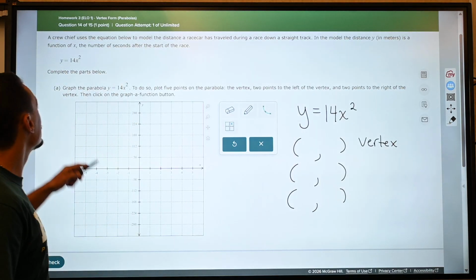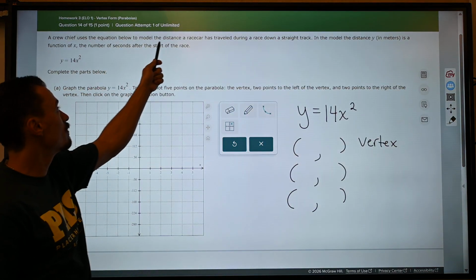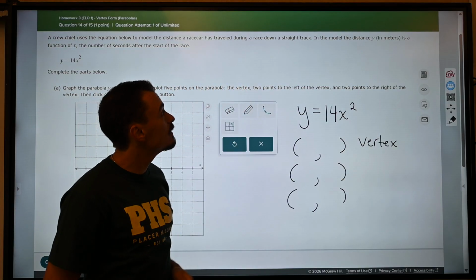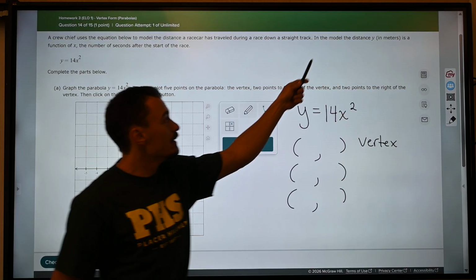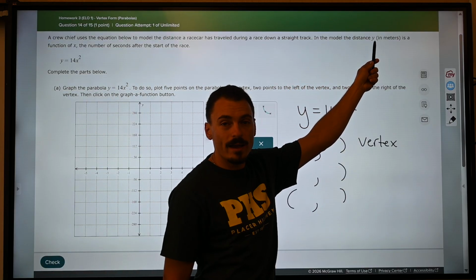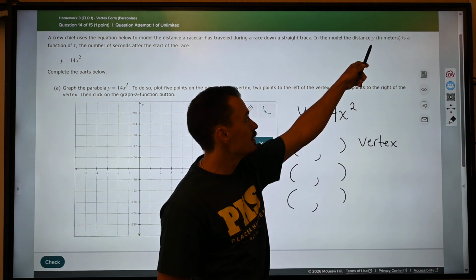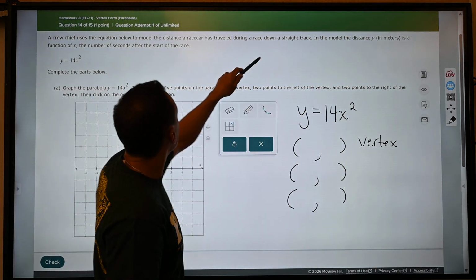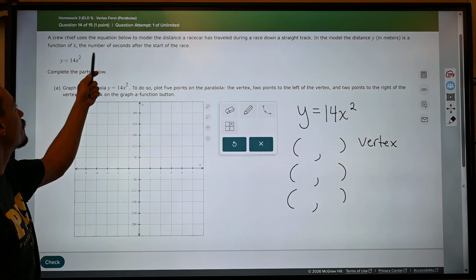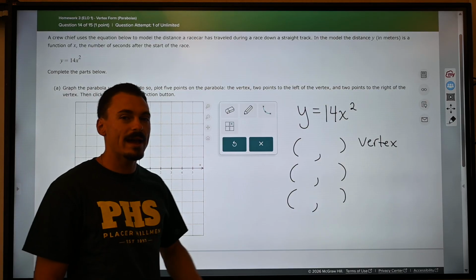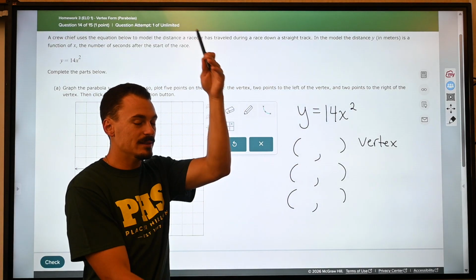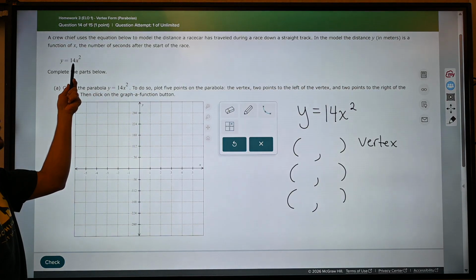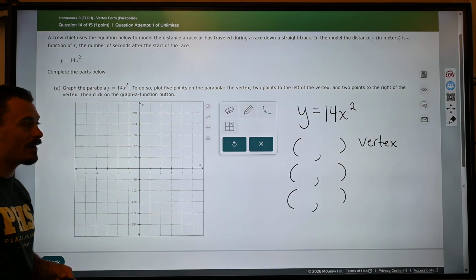So it says a crew chief uses the equation below to model the distance a race car has traveled during a race down a straight track. In the model, the distance is y, so the distance that the car has gone is y, and it is a function of x, the number of seconds after the start of the race. So x is your time, distance is your y, and it gives you the equation y equals 14x squared, and wants you to graph the parabola.